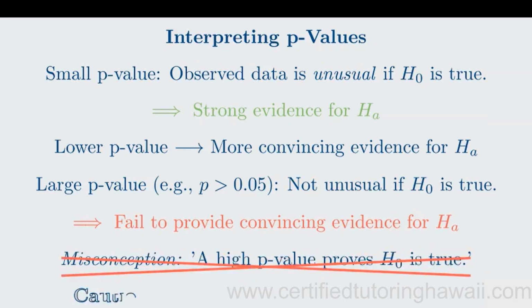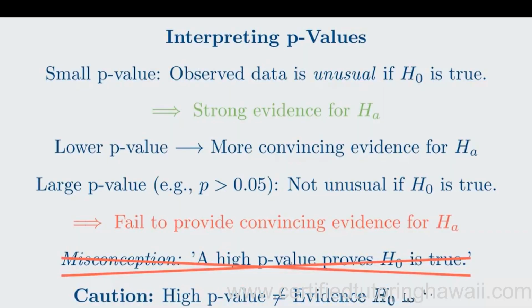Think of a court trial. A not guilty verdict doesn't mean the person is innocent. It just means there wasn't enough evidence to prove they were guilty. Statistics works the same way.